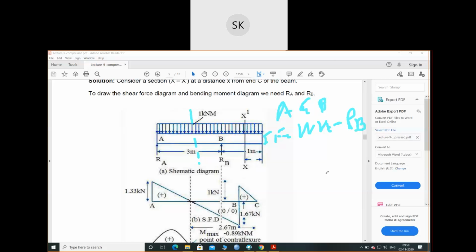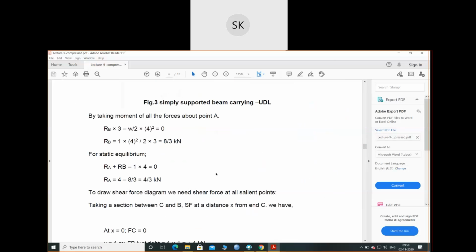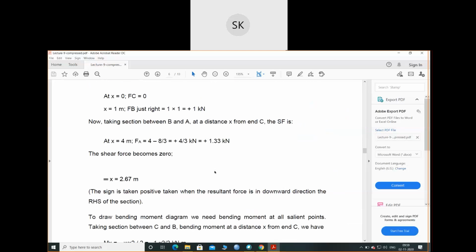Now what is W? It is 1. If I take x equals to 4 meters, it will be 4 minus RB, which is 8 by 3. So it will be 4 minus 8 by 3. This is my distance. The shear force becomes 0 at x equals to 2.67 meters.